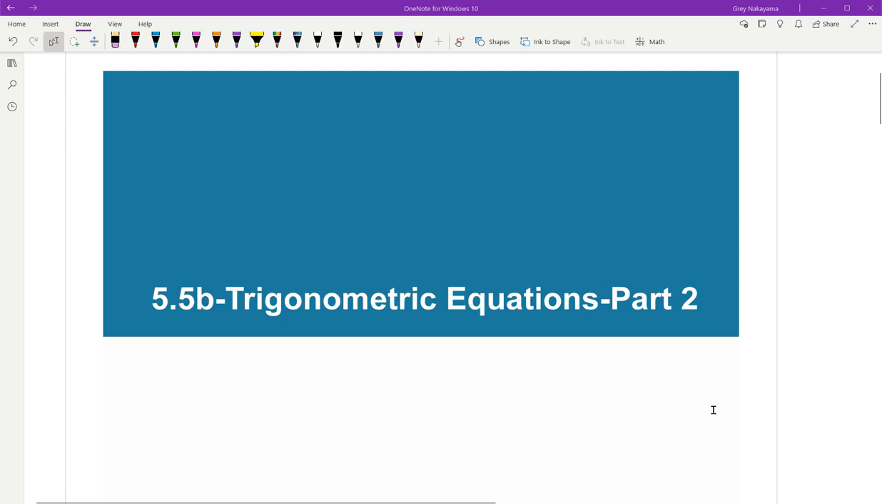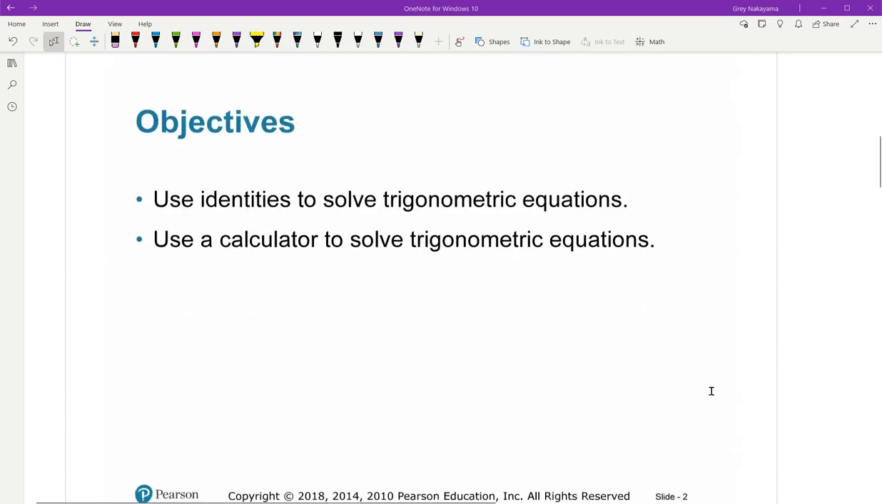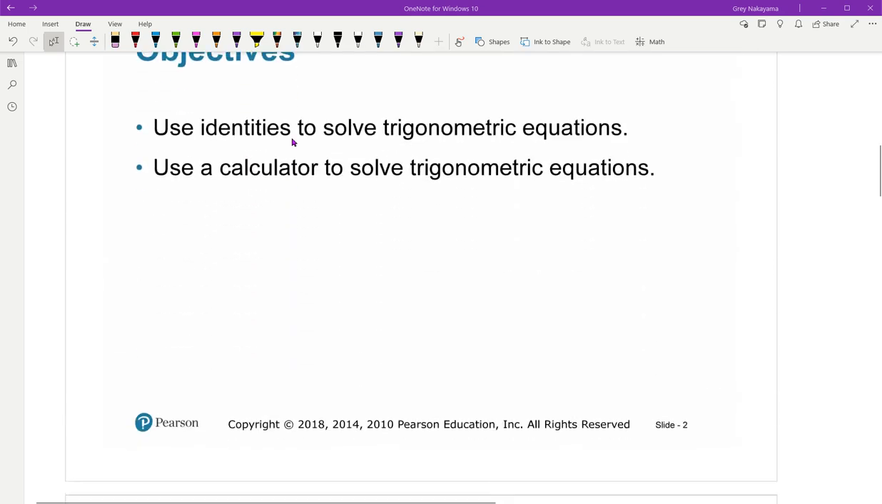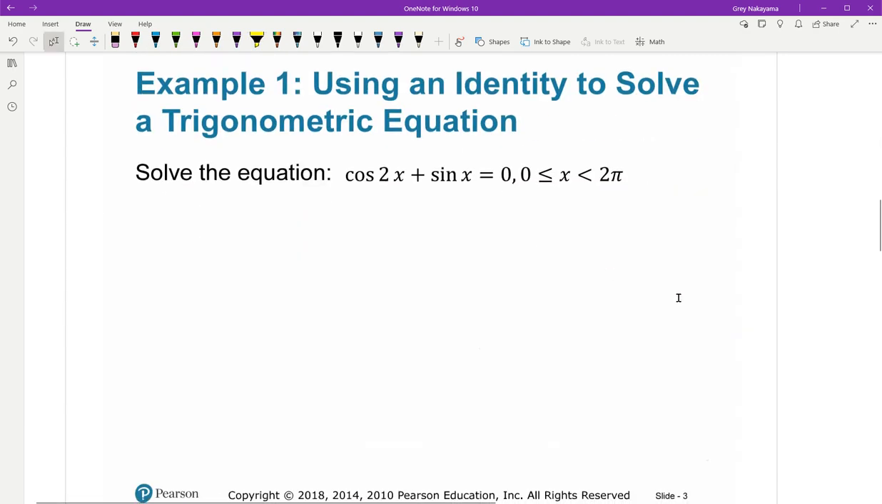So we're continuing our study of solving trig equations, and this video is going to concentrate on those equations that you have to use an identity to solve, and then those equations whose solutions can't be found on the unit circle, so you have to use your calculator. So I want to make sure you know how to do that properly. So let's jump right in.